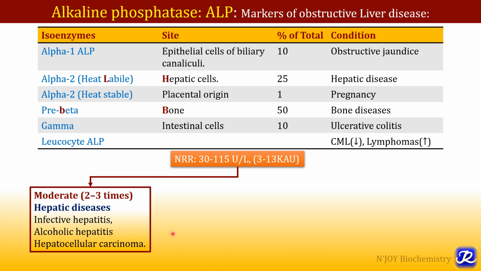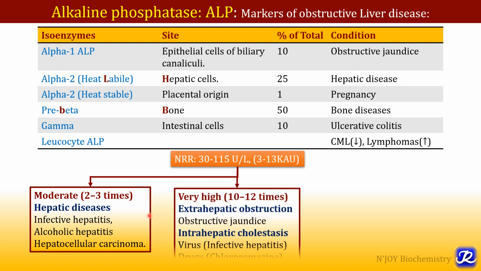And if there is a moderate increase, 2 to 3 times the normal range, it denotes hepatic diseases like infective hepatitis, alcoholic hepatitis, or hepatocellular carcinoma. There is just a 2 to 3 times increase over the normal range of alkaline phosphatase. Now very high levels, up to 10 to 12 times increase, will be seen in obstructive conditions, obstructive jaundice. For example, in extrahepatic obstruction, that is obstructive jaundice, and intrahepatic cholestasis like infection of the liver, that is hepatitis due to viruses, that is infective hepatitis, or toxicity due to drugs like chlorpromazine.